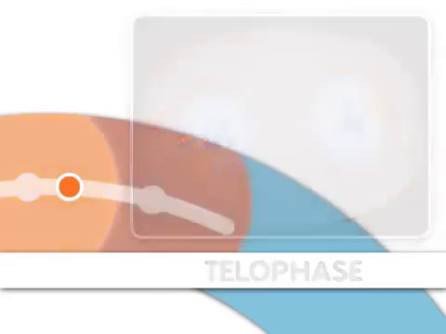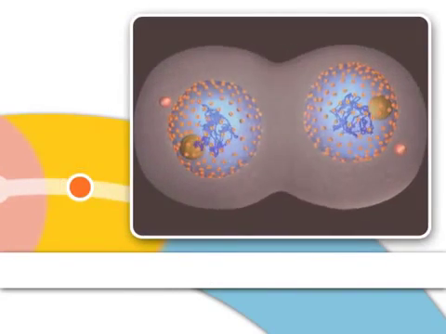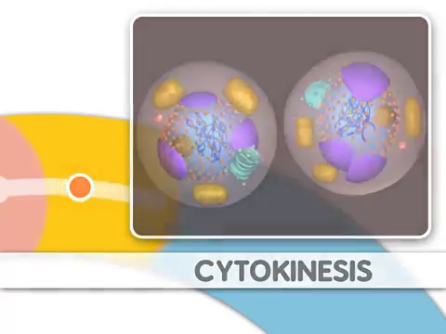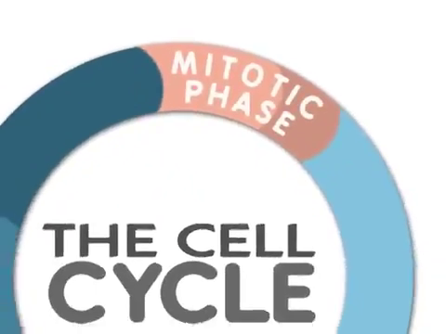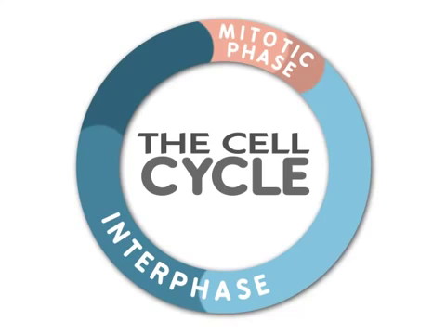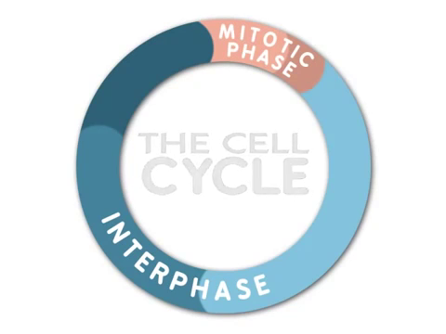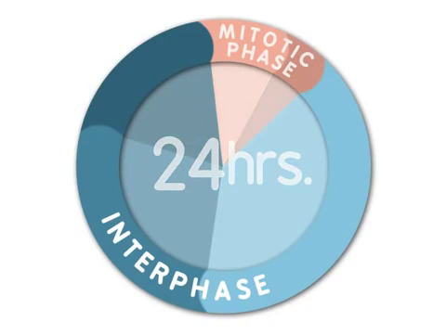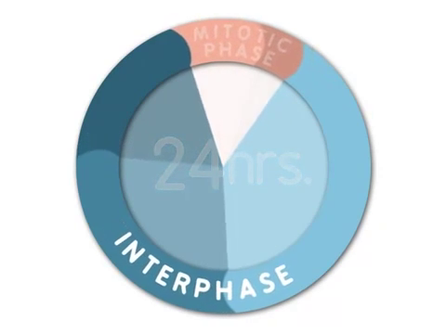Mitosis is now complete. After mitosis, two new cells are formed by a process called cytokinesis. Mitosis is only one part of what is called the cell cycle. For many eukaryotic cells, a cell is duplicated every 24 hours. Most of the life of a cell is spent in interphase.